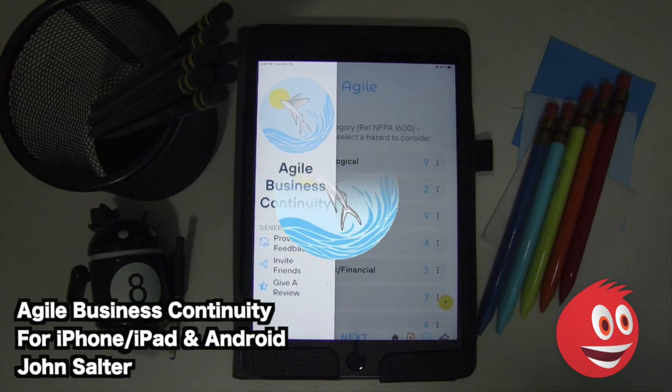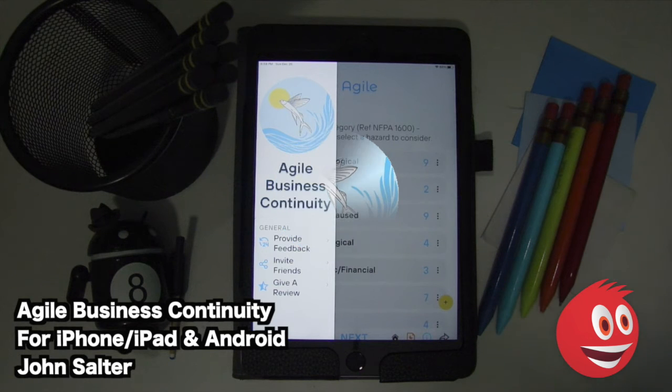Today we're checking out Agile Business Continuity. This is by John Salter for the iOS and Android platforms. This app serves as a risk management or risk assessment tool for which you and your team can discuss the impact a hazard may have on some aspect of your business.